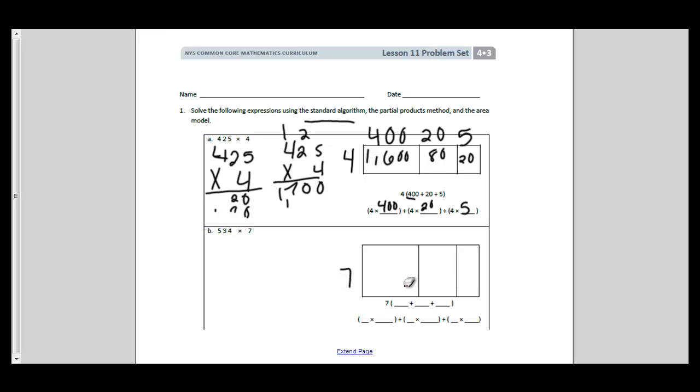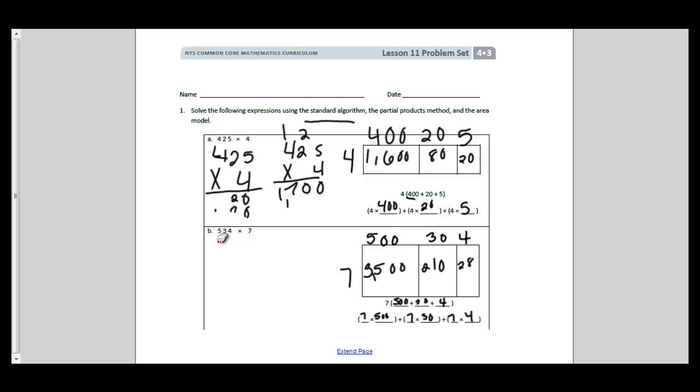So we've got 534 times 7. So let's use expanded form. 500 plus 30 plus 4. So we've got 500 times 7, which is 3,500. 3 tens times 7, which is 21 tens. And 4 times 7, which is 28. So we do 7 times 500, 7 times 30, 7 times 4.